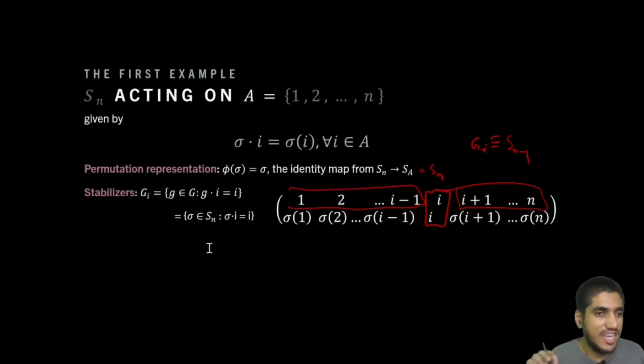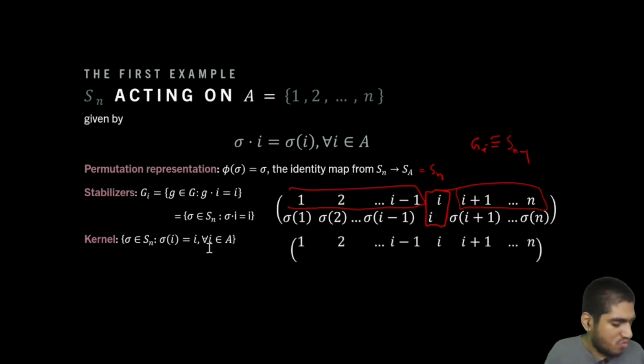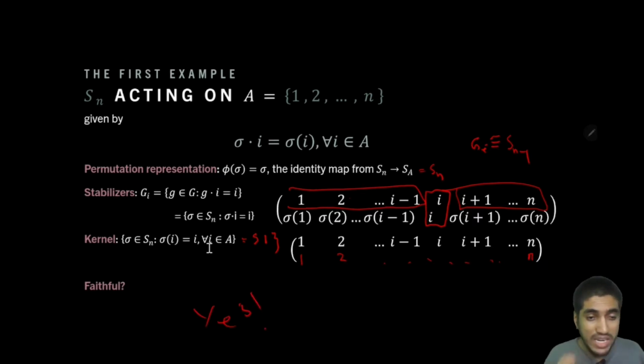Calculating the kernel is child's play now, isn't it? Kernel is equal to collection of all sigma in Sn, where sigma fixes i in A. 1 goes to 1, 2 goes to 2, and so on, n goes to n. That looks familiar. This is nothing but the identity. So, is this action faithful? Yes! When the kernel is just the identity of the group, we call such actions faithful, if you remember.